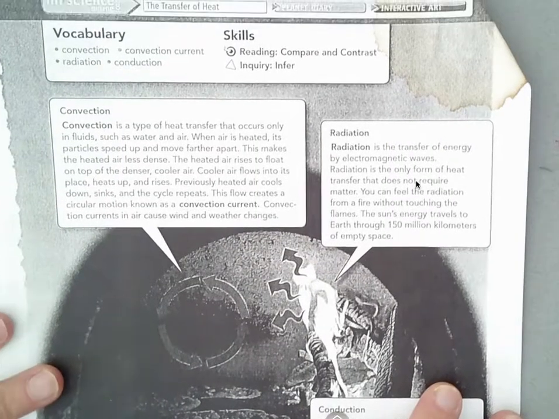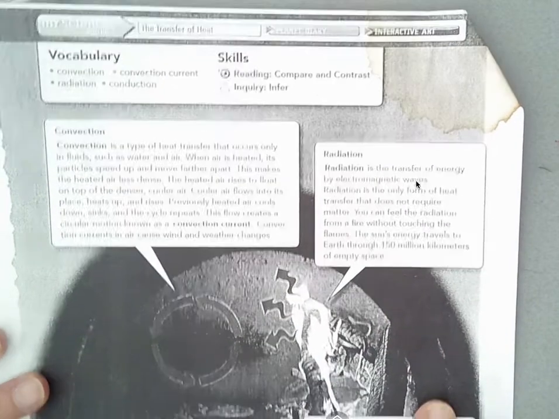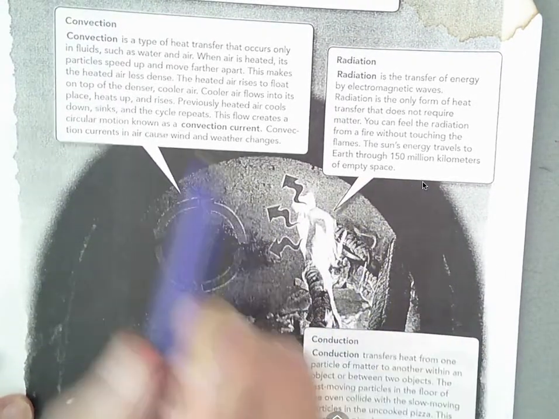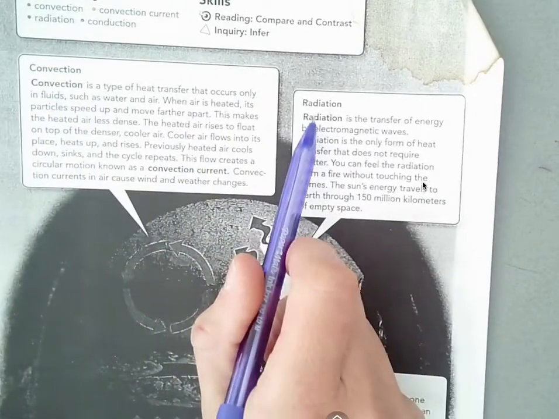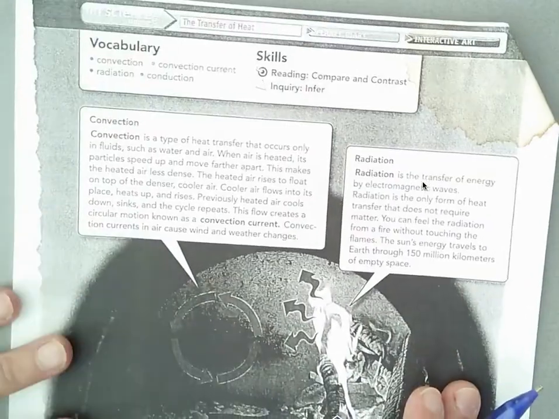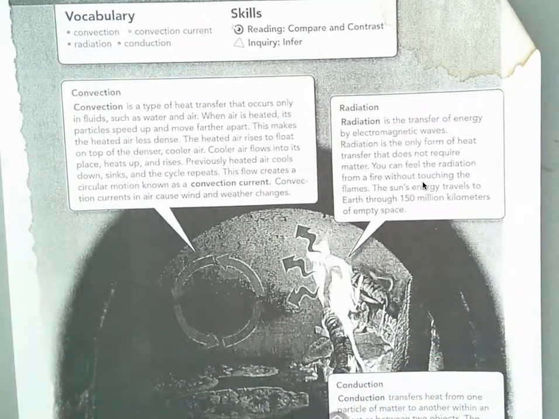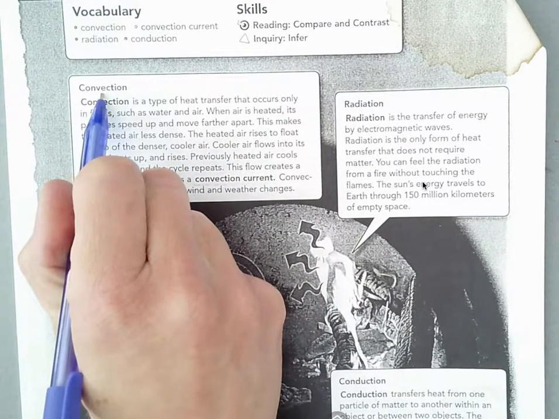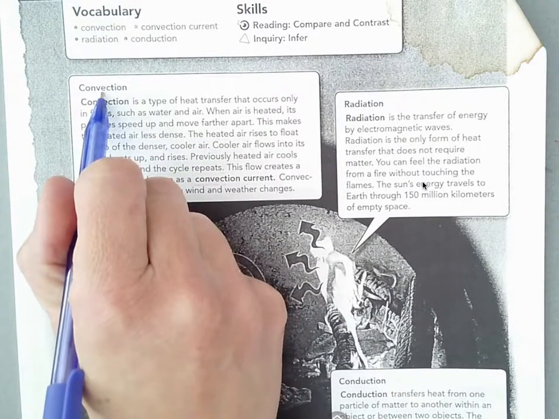So right now this is what you should have in front of you. You'll see a picture of kind of a sphere, and it has convection, radiation, and also conduction on your paper. So here's what you need to do. I am going to read it just like we do in class. You are going to follow along and do what I do, and then you are going to be answering some questions about your reading.